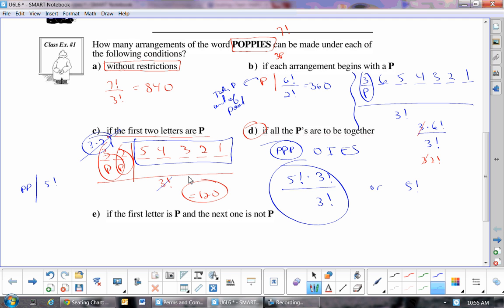Yeah? You're taking all the P's out. No. What are you doing with it? Tell me again. So you would pick that 3 choose 3. Right. Times 5 factorial. Very good, yeah.